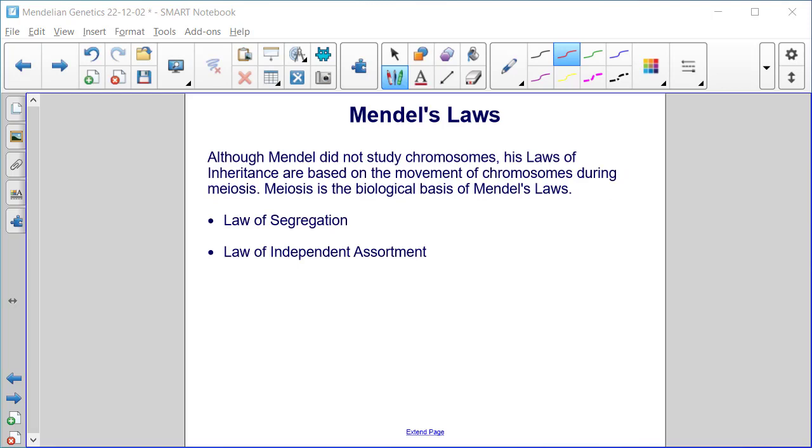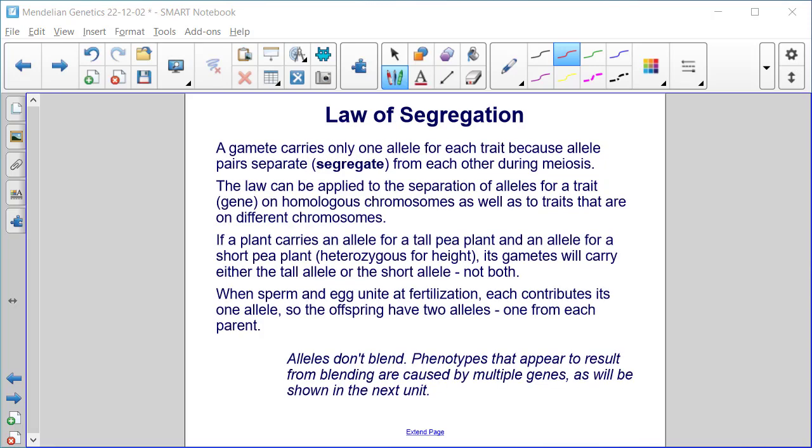Mendel's laws. Although Mendel did not study chromosomes, his laws of inheritance are based on the movement of chromosomes during meiosis. Meiosis is the biological basis of Mendel's laws, the law of segregation, and the law of independent assortment. Law of segregation. A gamete, a sex cell, carries only one allele for each trait because allele pairs separate or segregate from each other during meiosis.